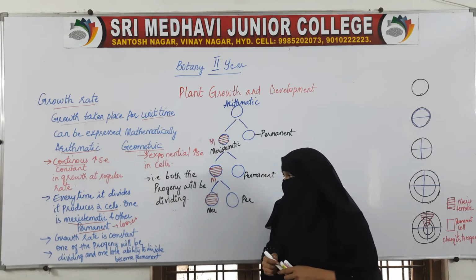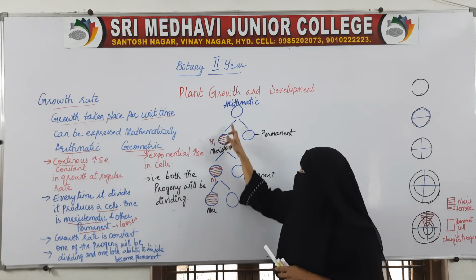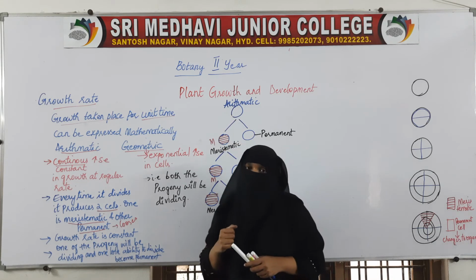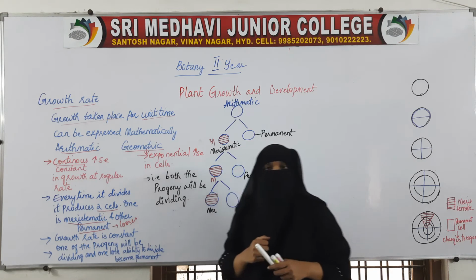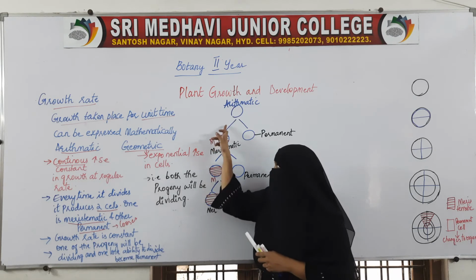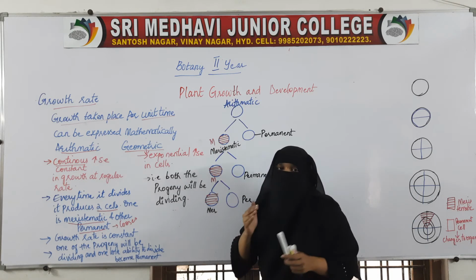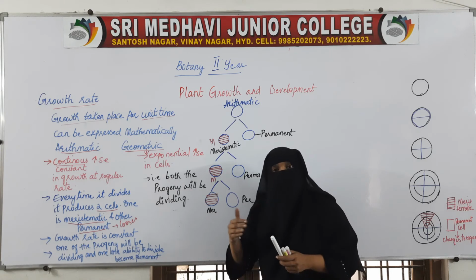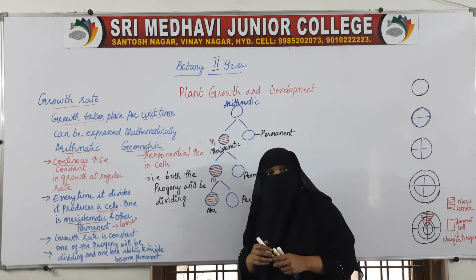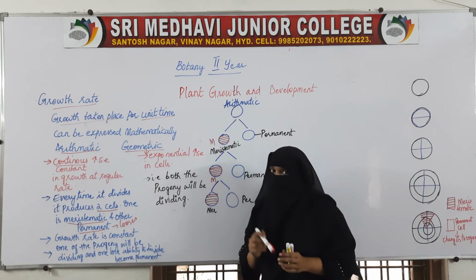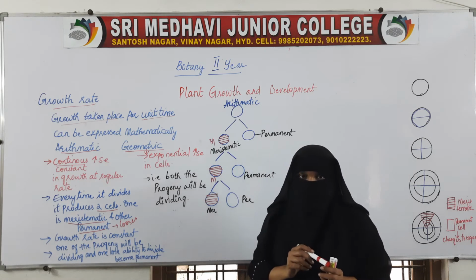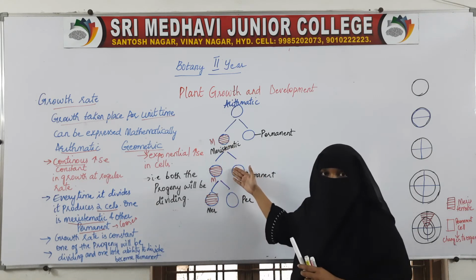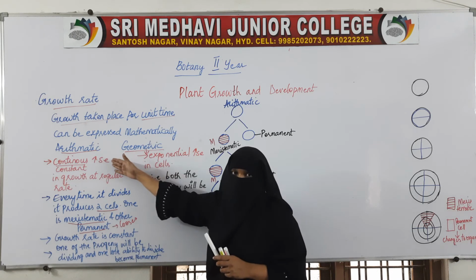Arithmetic growth. When a cell divides, it produces two new cells. These new cells are called daughter cells, or they can even be called progeny. When the cell divides, one of the progeny will be meristematic, which has the ability to divide, and one cell will be permanent, which loses the ability to divide. Of the two progenies, one will be meristematic and one will be permanent. This type of growth is called arithmetic growth.